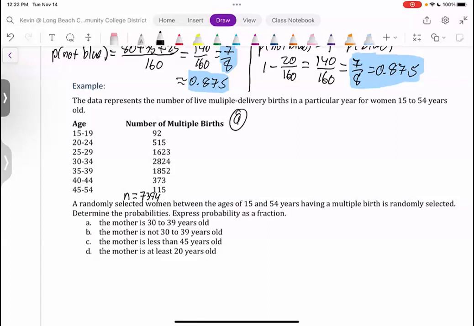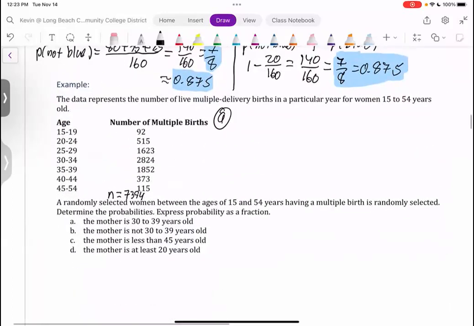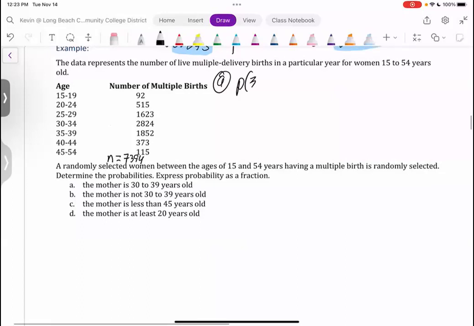So start with part A. It says a randomly selected woman between the ages of 15 and 54 years having multiple births is randomly selected. Determine the probabilities, and they want it as a fraction. So the mother is between 30 to 39 years old. Now, I can see 30 to 39 is here and here. So what I'm going to end up with is 2824 plus 1852 over the total of 7394.